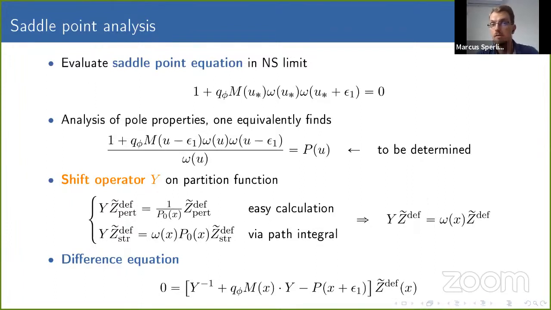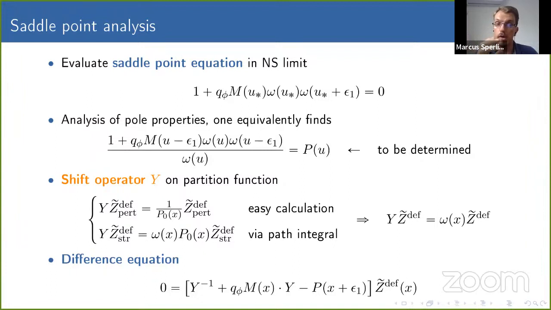So roughly in this picture, you get one equation that is satisfied for a certain point, which is the saddle point. You can analyze the properties of this equation. You can find a pole-free configuration, which is given by the ratio on the left-hand side. And then since it's pole-free, it can only be something that is not singular. So there is some quantity P that needs to be determined. Now, the only thing left we need to do is we need to get rid of this omega, because I haven't told you what this omega is; it is just something that we use in order to do the saddle point analysis.